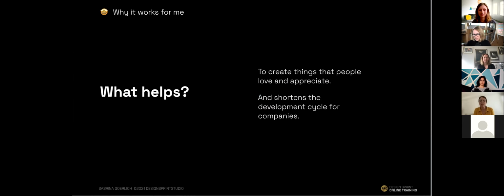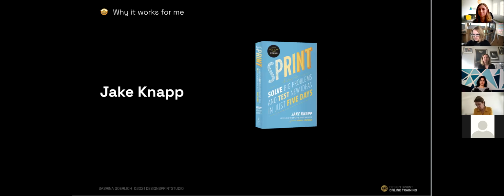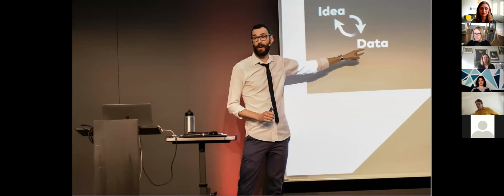So what helps here? To create something that people really love and appreciate, and to shorten the development cycle for companies, the design sprint was built. Jake Knapp did that when he was at Google at that time. They had this 20% rule that you can make your own project, and that was something Jake did.